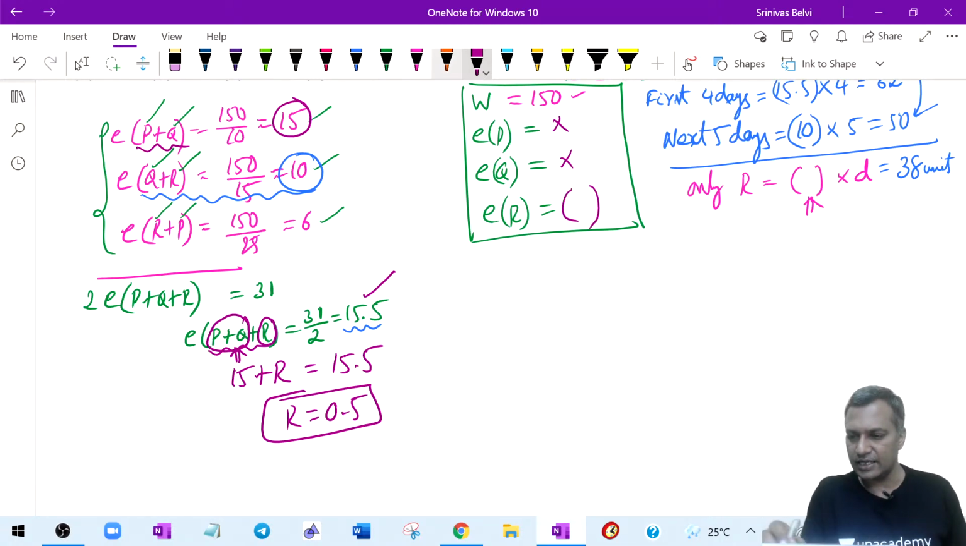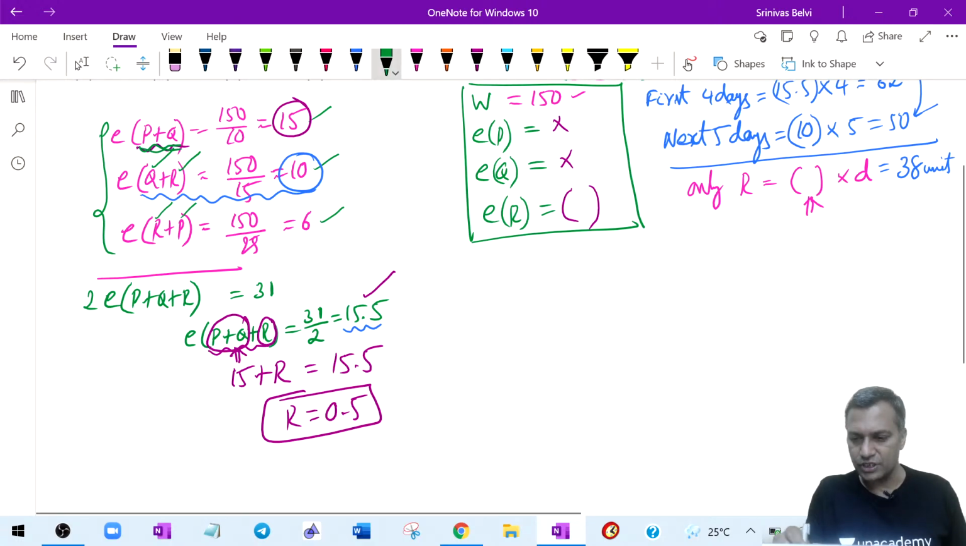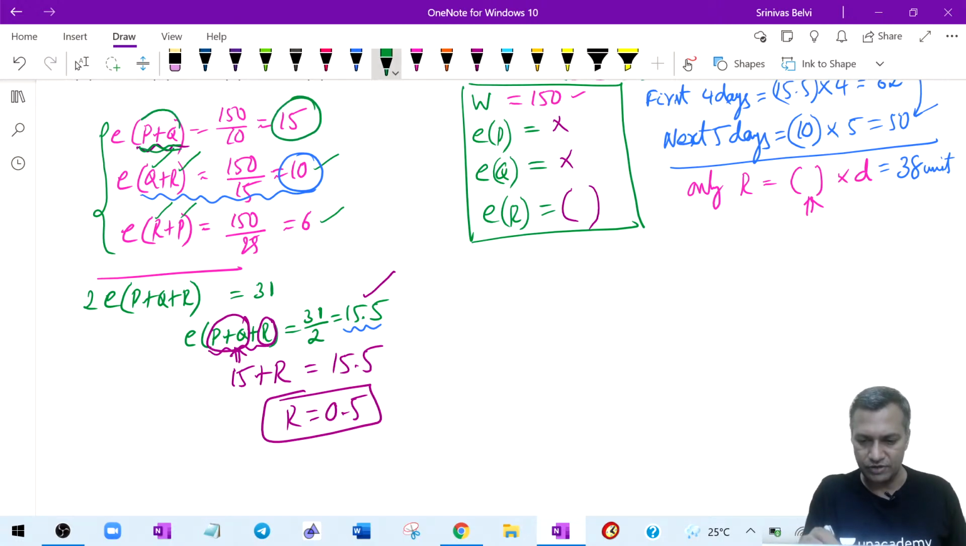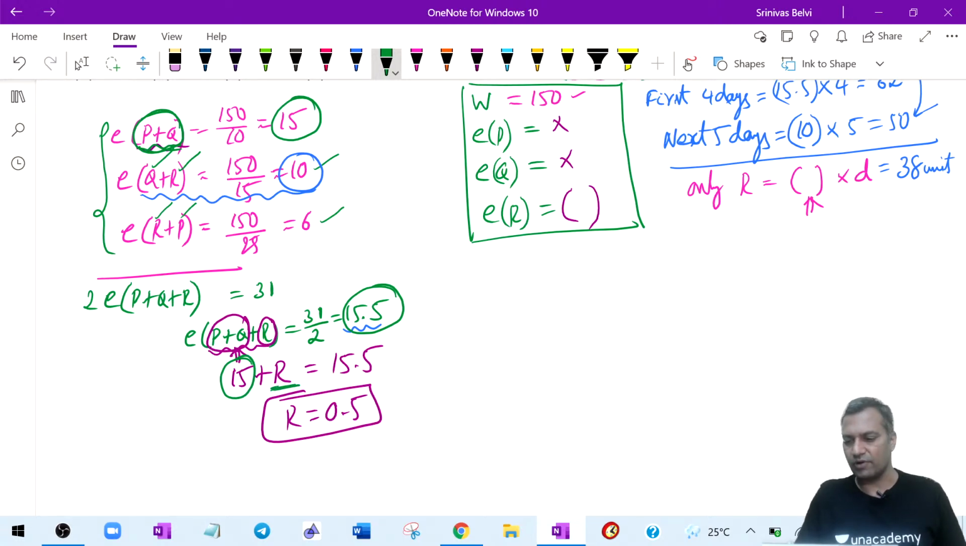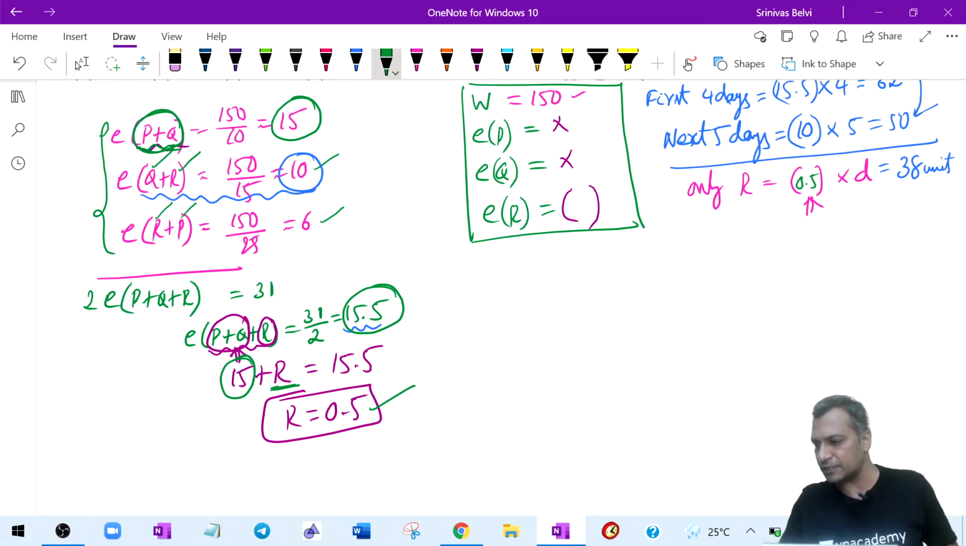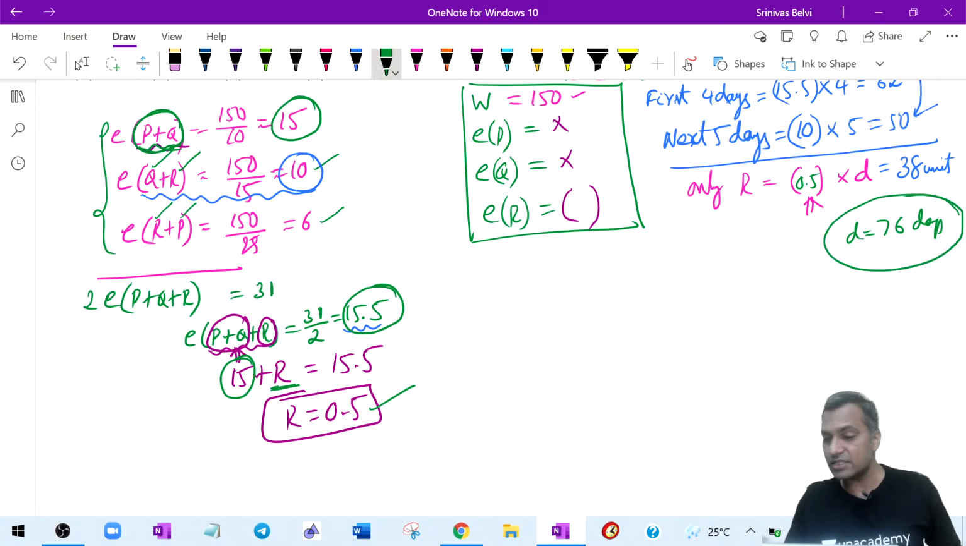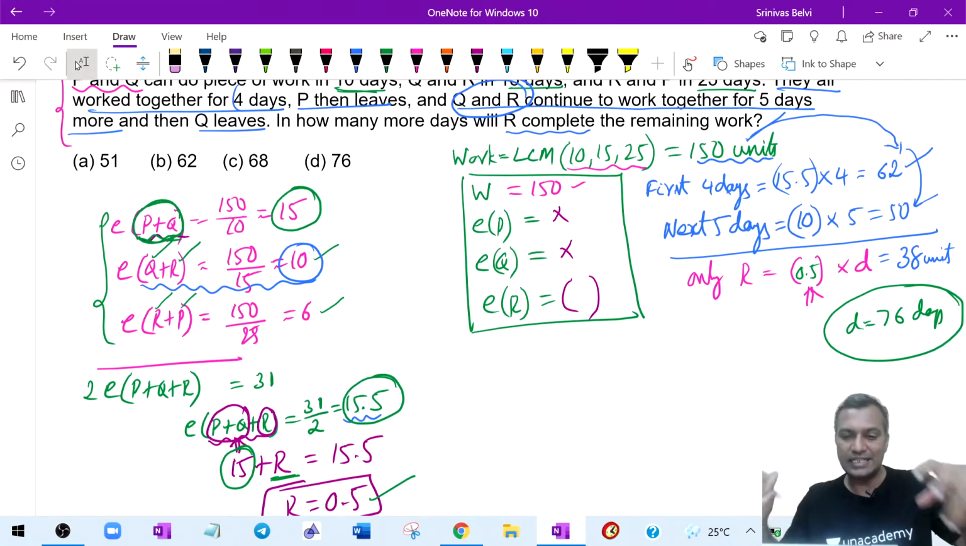I am trying to find the efficiency of P and Q. The efficiency of P and Q is 15 units. What is the efficiency of PQR? All of them put together, 15.5 units. Subtract, therefore 15 units is the efficiency of P and Q. Now the efficiency of R becomes 0.5. Come back, 0.5 into D is equal to 38. Therefore D is equal to 38 divided by 0.5, which becomes 76 days. He needs another 76 days to complete the remaining work.